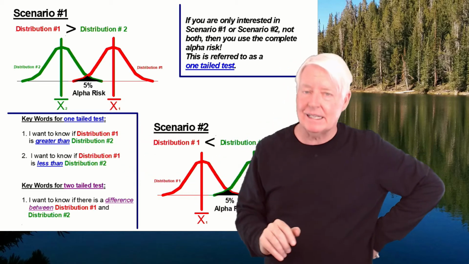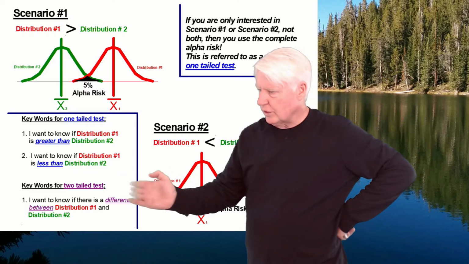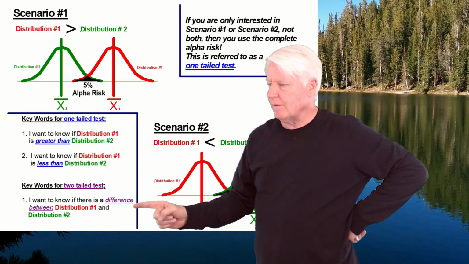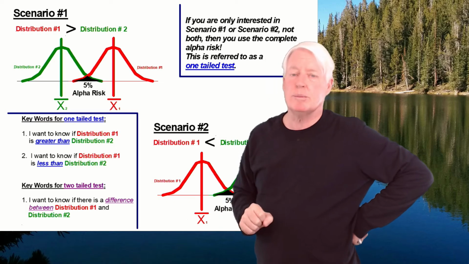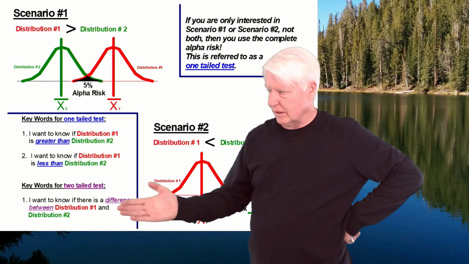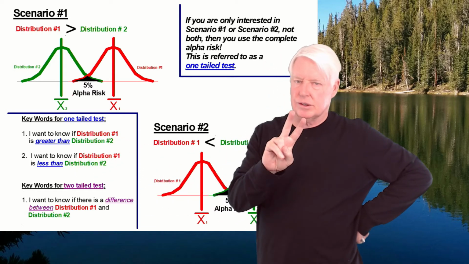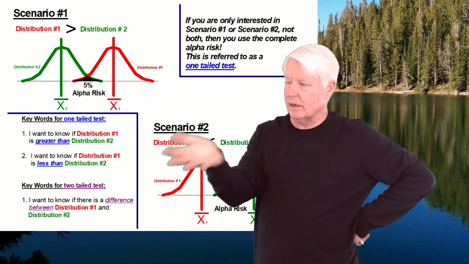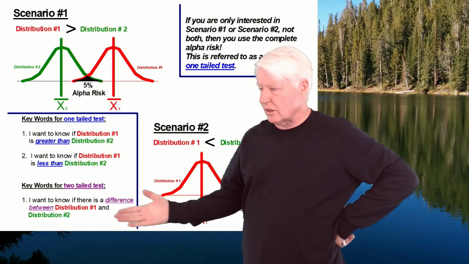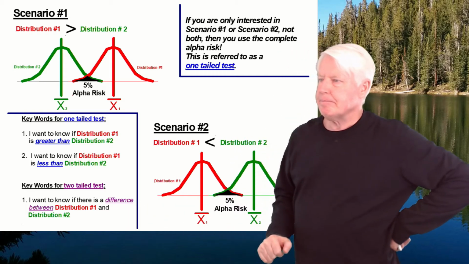Well, I haven't discussed the keyword for a two-tailed test. Let's do that now. Keywords for a two-tailed test. I want to know if there is a difference between distribution 1 and distribution 2. Okay, just a difference. Greater than, less than, one-tailed. Difference, two-tailed. Could be greater than, could be less than, I don't care. I just want to know if there's a difference. That's a two-tailed test. You'll only use half the alpha risk in this study.